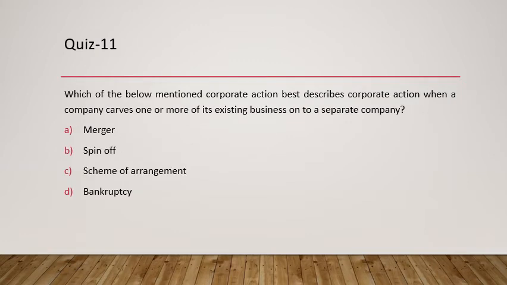We are now on to the 11th quiz question, which is very, very simple. Which of the below mentioned corporate action best describes corporate action when a company carves out one or more of its existing business into a separate company? So you are one company, but you are carving out and creating one or more company out of it. So it is called as spin off. Okay, some cases it is also called as demerger, but it would be spin off. So the answer is B here.